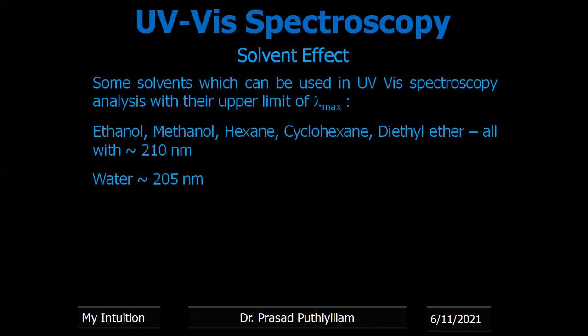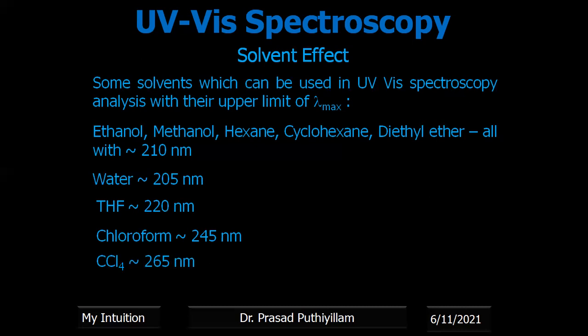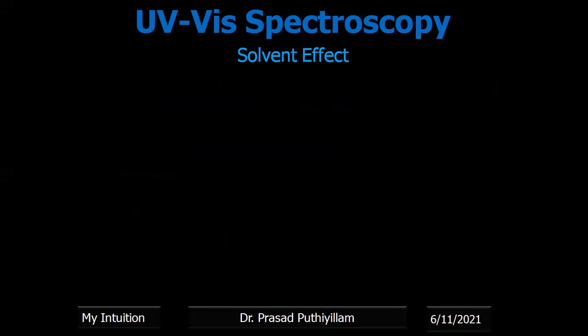If you are using water, it absorbs at 205 nanometer. If it is tetrahydrofuran or THF, it is 220 nanometer. If it is CHCl3 or chloroform, that is 245 nanometer. Carbon tetrachloride, CCl4, is 265 nanometer. And benzene is 280 nanometer. That's why the commercially available ethanol we cannot use: it contains benzene, and benzene absorbs at 280 nanometer, which is in the UV range. Therefore, in the UV spectrum range, we cannot use commercial ethanol. It has benzene, which will absorb at 280 nanometer.